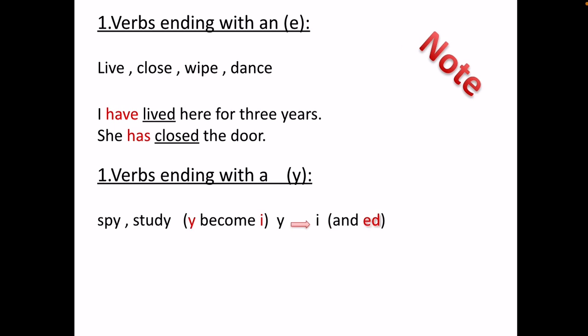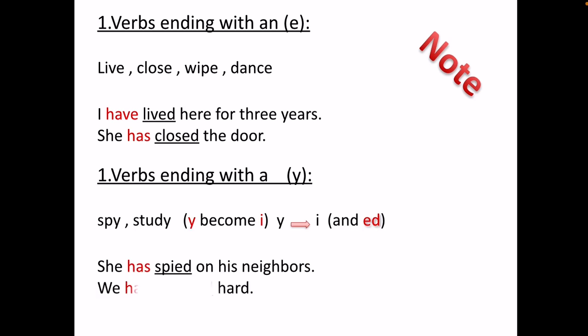ed. I change the letter y to i and add ed. For example, spy and study. She has spied on her neighbors. Now, spied here is a verb that ends with y. So when I change it to the past participle, I change the y to i and then add ed.